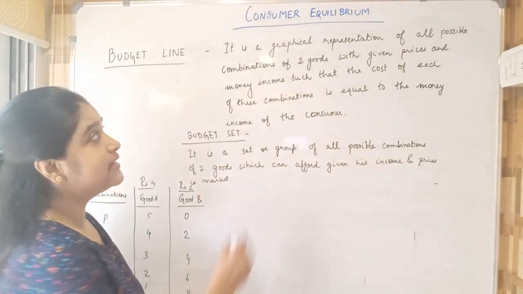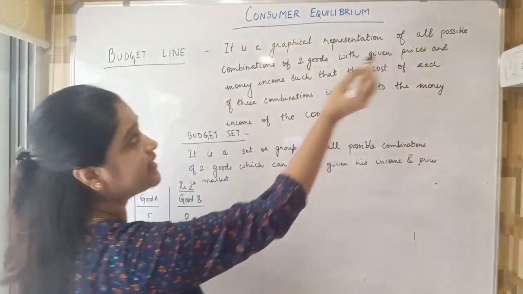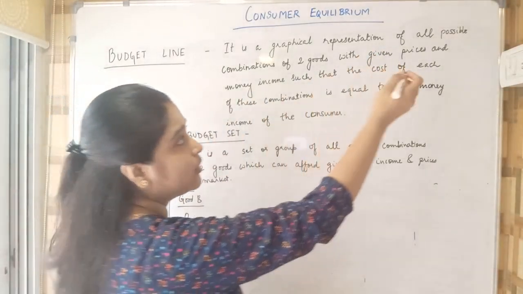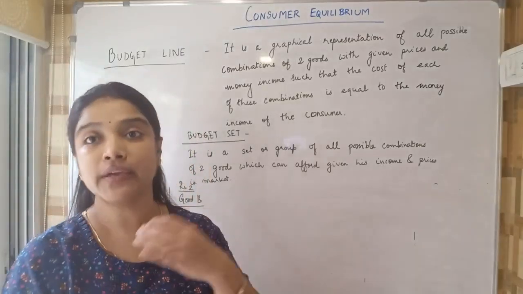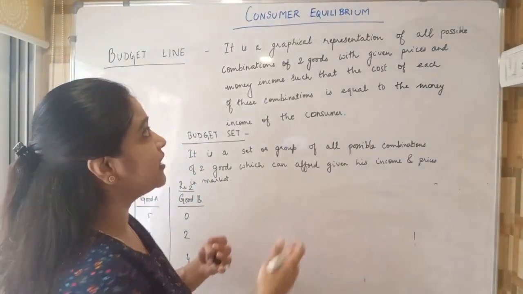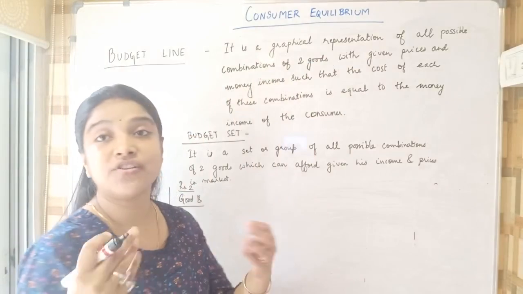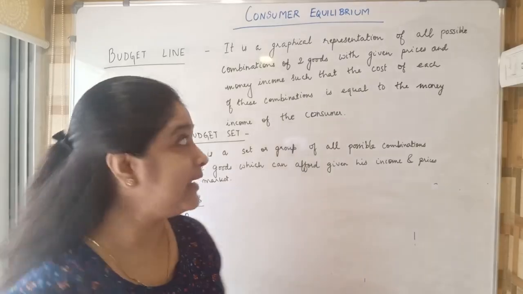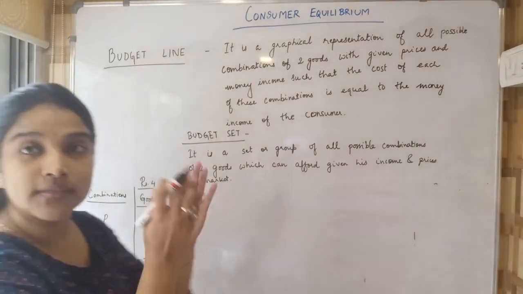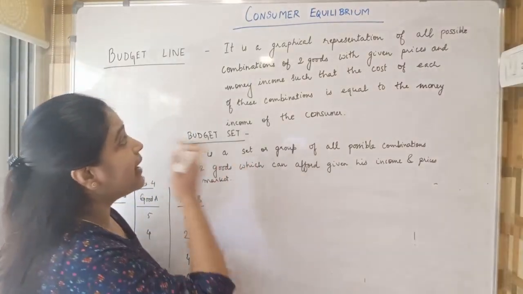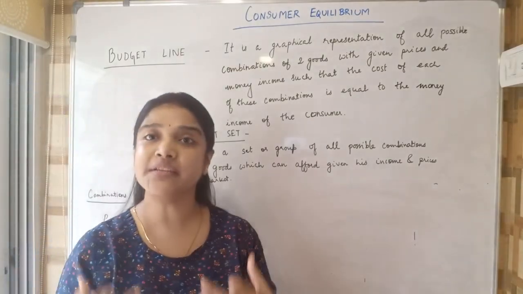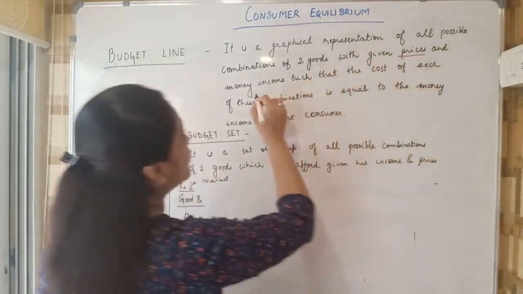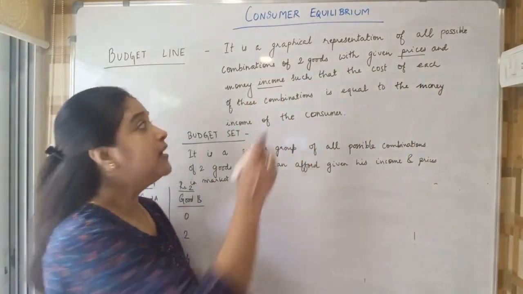So, budget line is basically a graphical presentation of all possible combinations of two goods. We will be working out all possible combinations of two goods. We are purchasing two goods from the market, and they have a certain given price in the market, and we have a certain limitation of income. So we have to take into consideration prices and income.